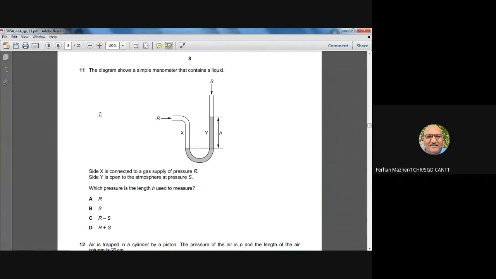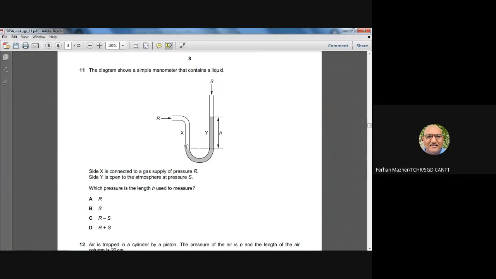The diagram shows a simple manometer that contains a liquid. The side X is connected to a gas supply of pressure R. Side Y is open to the atmosphere at the pressure S. Which pressure is the length H used to measure? You see, here is the gas pressure and here is the atmospheric pressure.